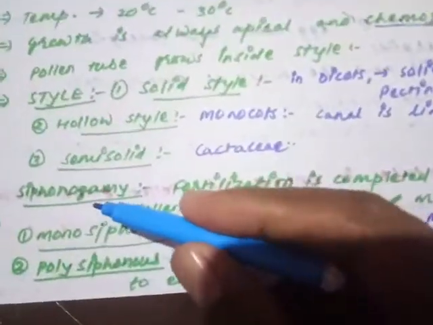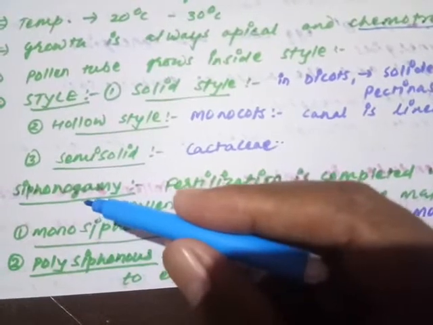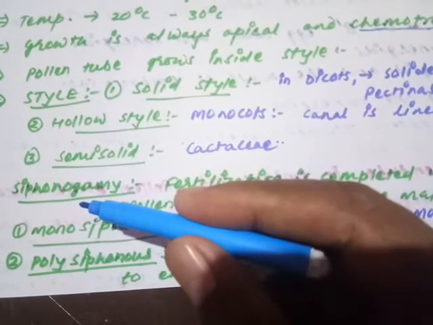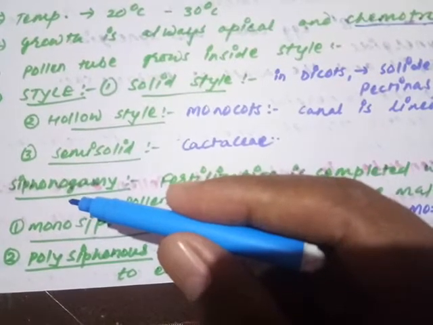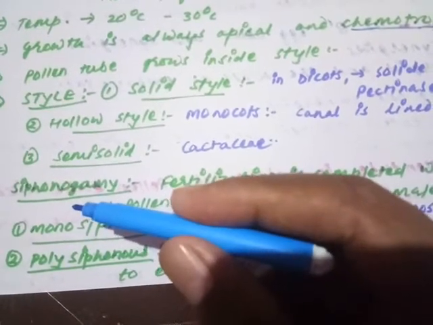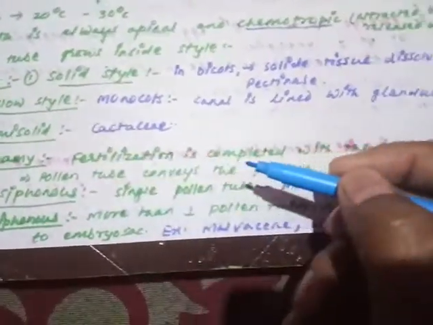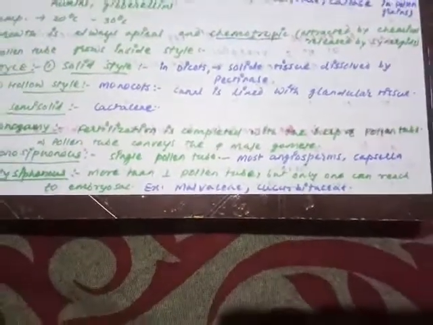So that is why the process of fertilization in plants is also referred to as siphonogamy. Gamy, you know very well, means fusion. Siphon means tube. So the fusion with the help of siphon or the pollen tube is called siphonogamy. So what is the meaning of siphonogamy? Fertilization is completed with the help of the pollen tube. If you have to define siphonogamy, it is the process of fertilization which gets completed with the help of the pollen tube.